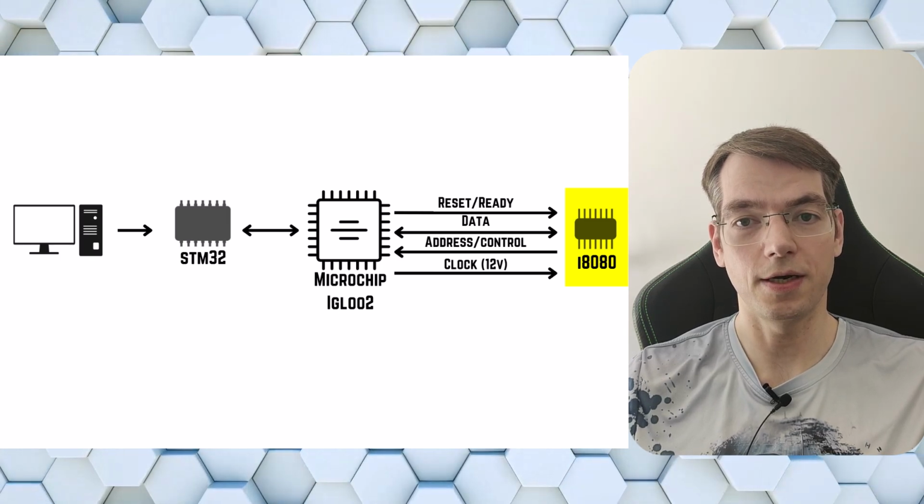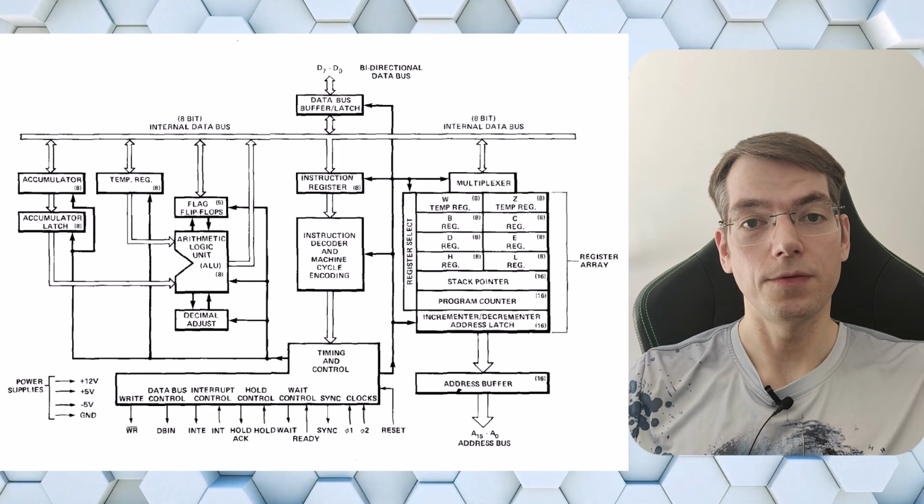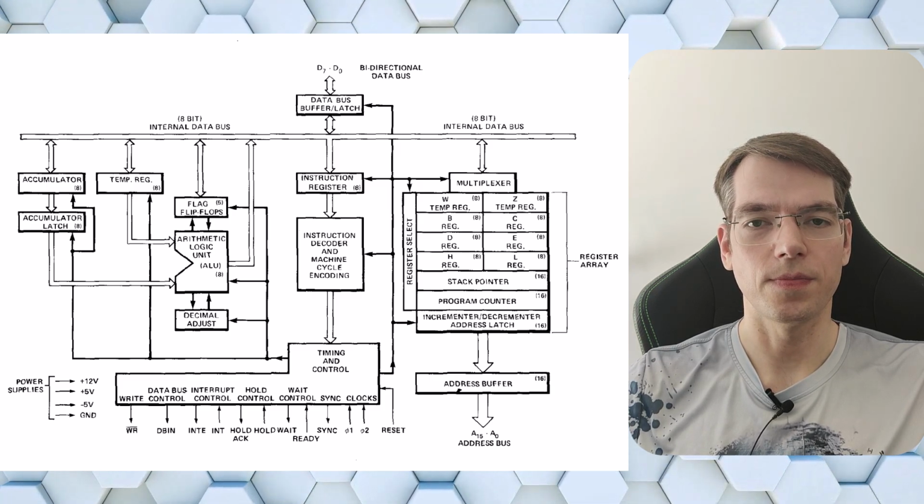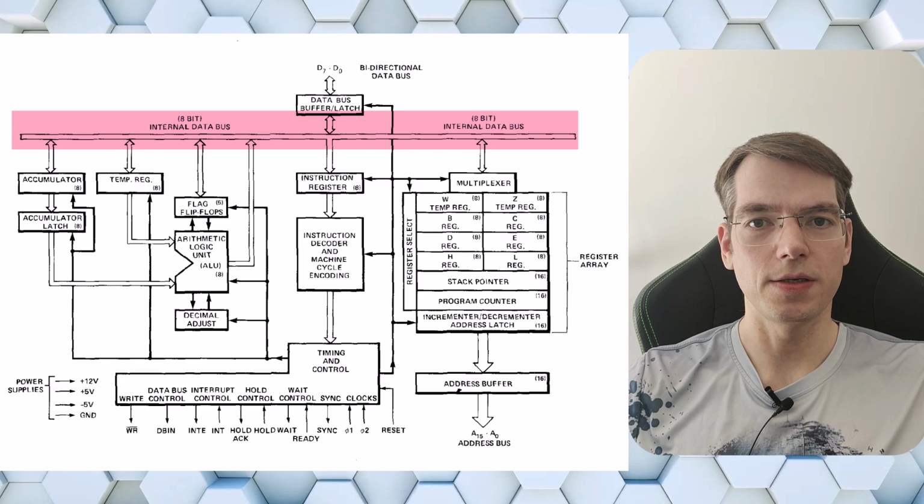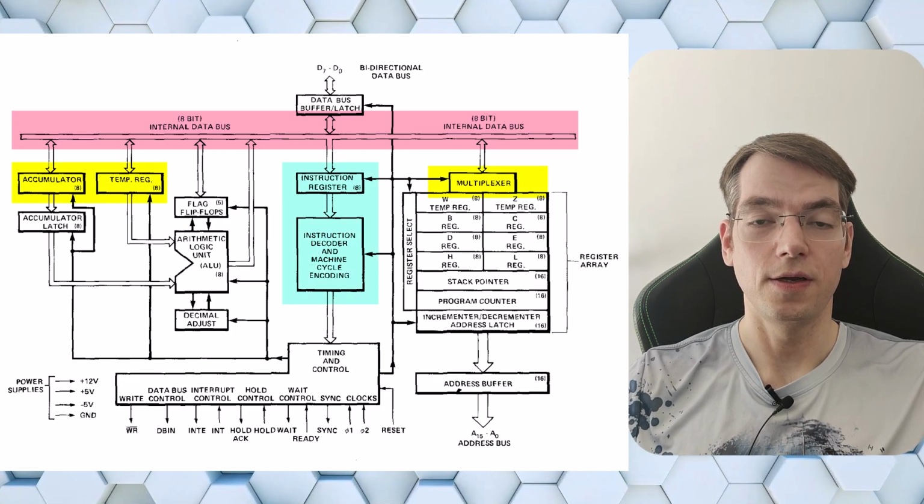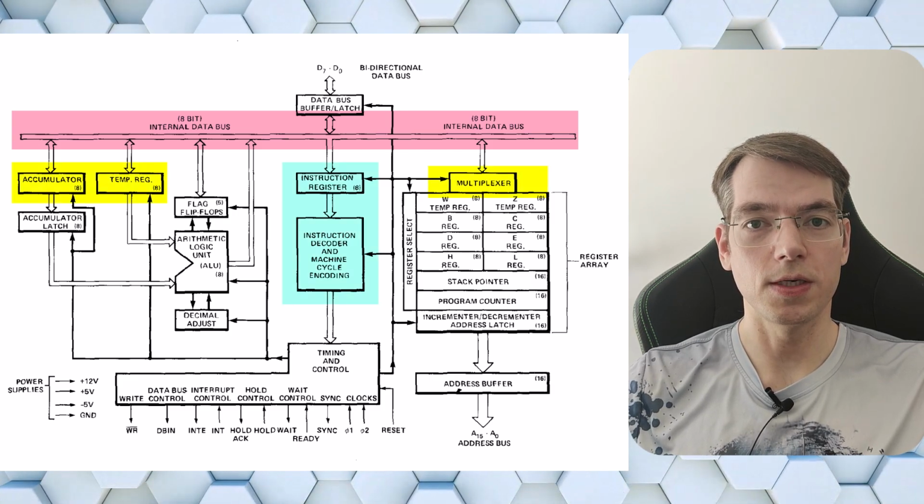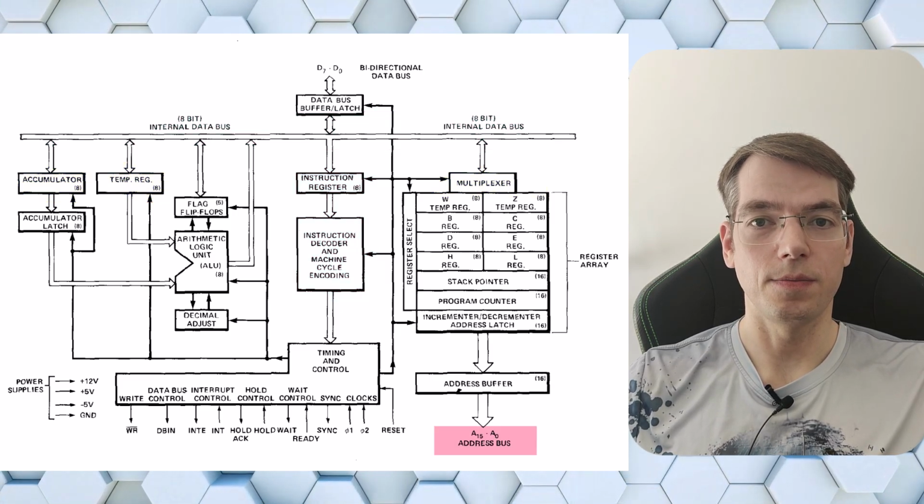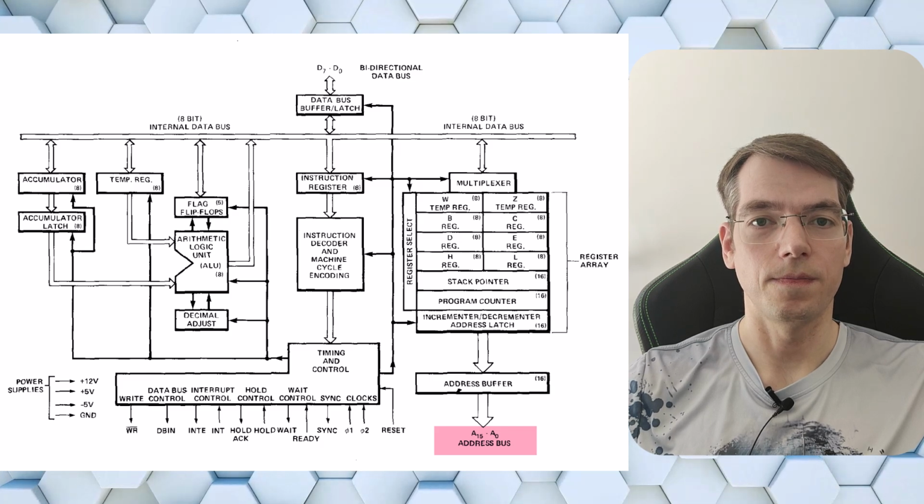So, let's get started. I will give you a quick introduction to memory organization for 8080 systems. It has the same memory space for data and instructions, and this space can be up to 64 kilobytes of memory because of the 16-bit wide address bus.